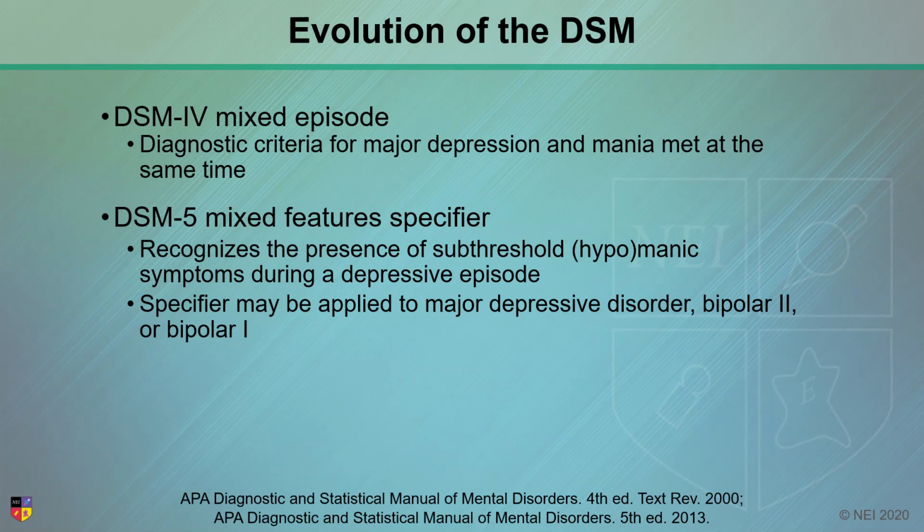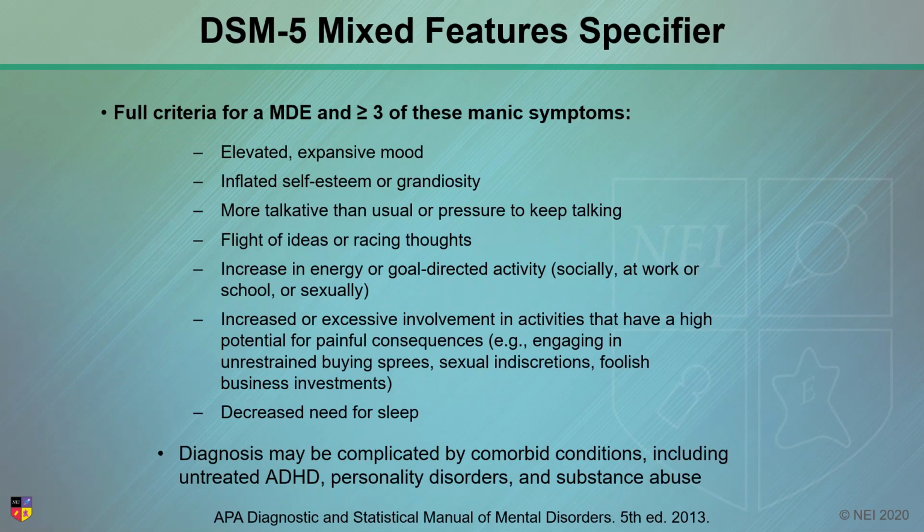So in the DSM-4, a mixed episode met the diagnostic criteria for major depression and mania at the same time. Now in DSM-5, this has changed to a mixed features specifier, which recognizes the presence of subthreshold hypomanic symptoms during a depressive episode. The specifier may be applied to major depressive disorder, bipolar 2, or bipolar 1. So it's kind of a little workaround of saying, well, you can have major depressive disorder with some mania involved, and is that really still major depressive disorder?